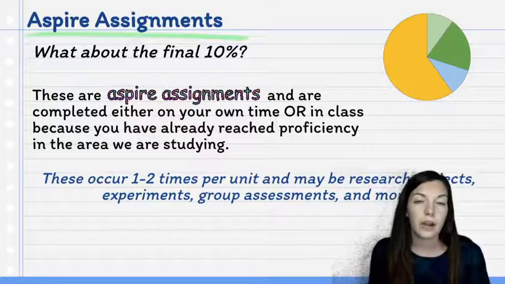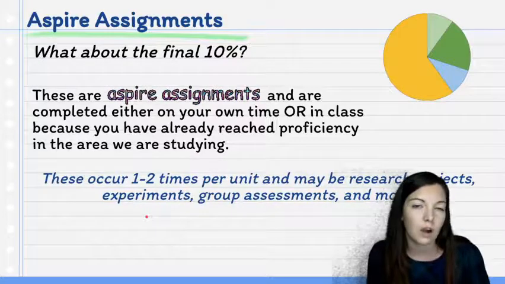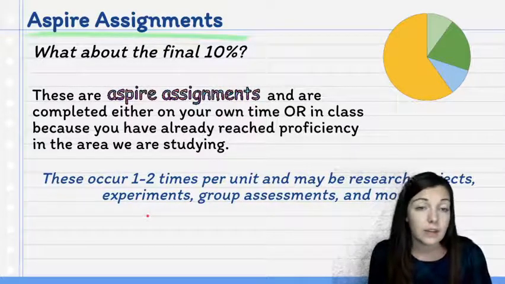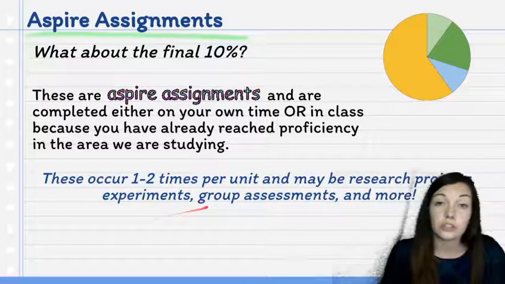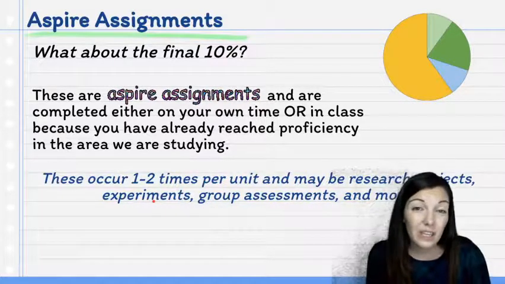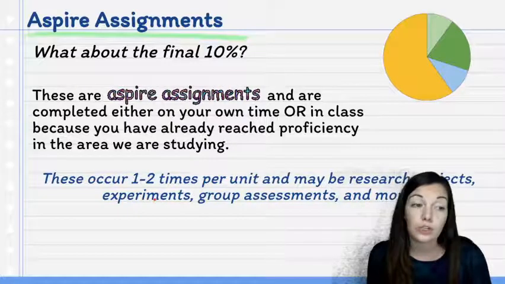More information on Aspire assignments once we have a little more context. The key here is that it only occurs 1 to 2 times per unit. So there won't be a bunch of these types of projects because they only are completed after you've already reached proficiency.